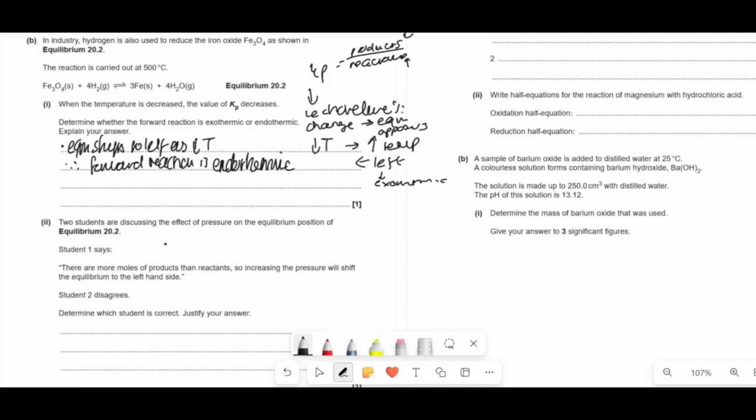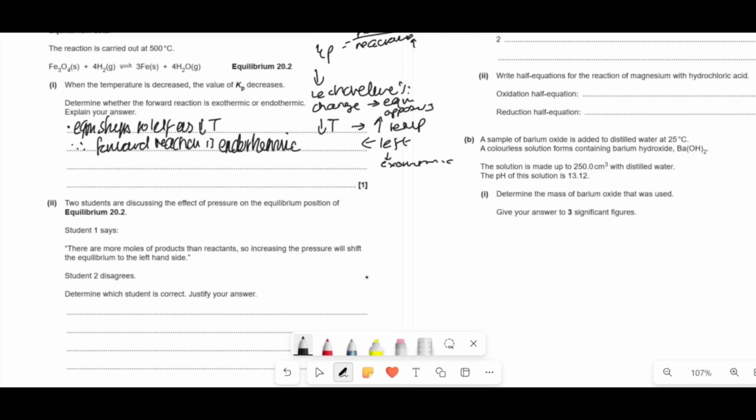So two students are discussing the effect of pressure on the equilibrium position in question 22. Student 1 says there are more moles of products than reactants, so increasing the pressure will shift the equilibrium to the left-hand side. Student 2 disagrees. Which one's correct? So they're saying that there are more moles of products than reactants.